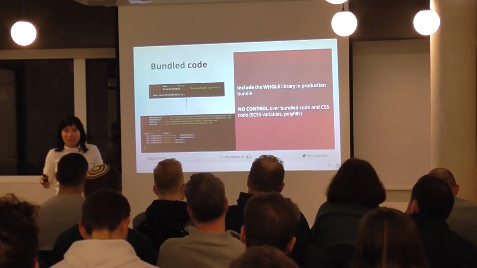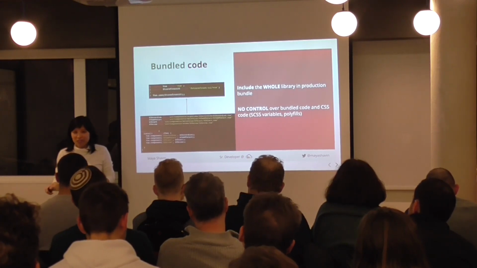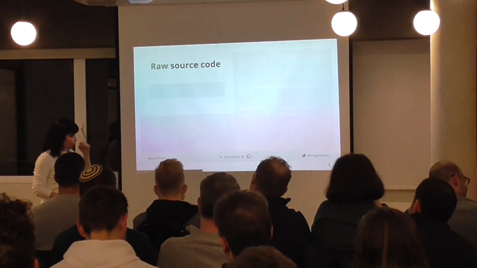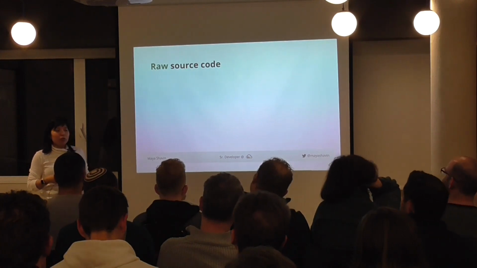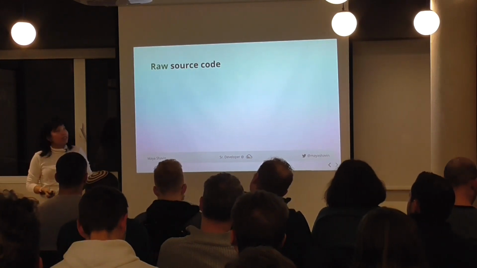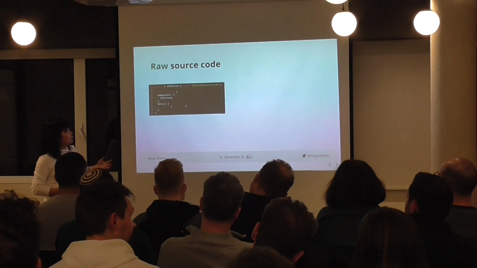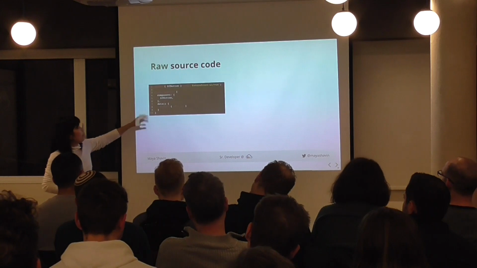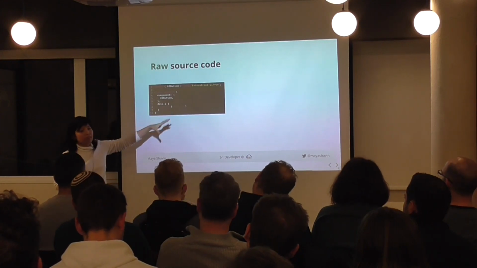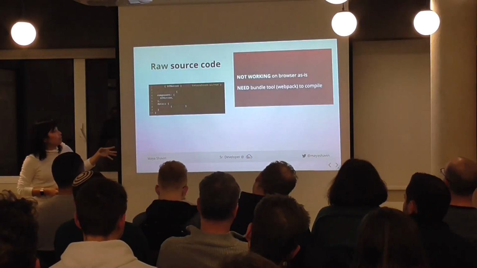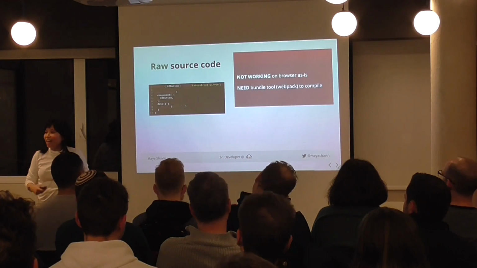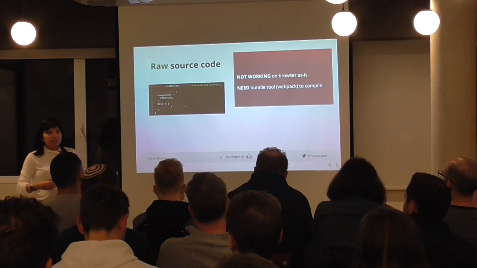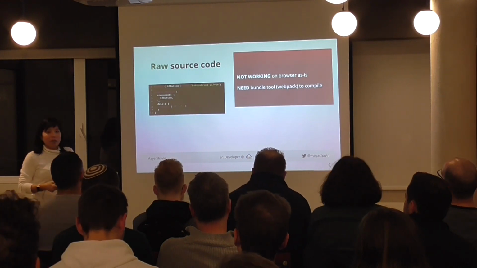That means we don't have any control over the bundle code, because everything is jammed into one. You don't know what is included. So we switch to raw source code. So what is raw source code? You import only the button from the library, and then you use it. Because you import only the button, it doesn't work in the browser as is because it needs to be processed through the compiler, which is Webpack.